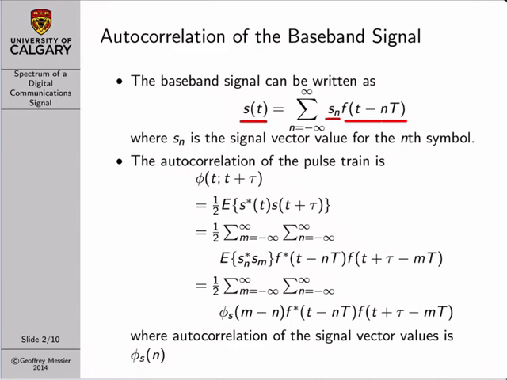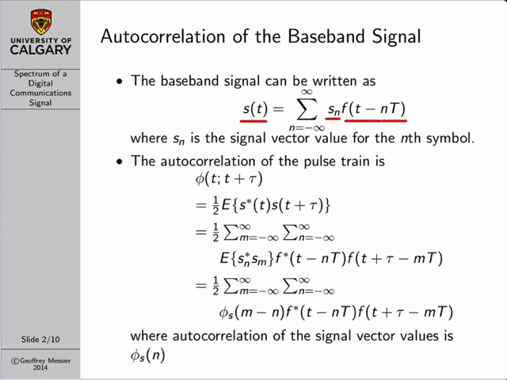Now, what's different here is rather than just looking at one symbol, which is what we typically do when considering signal vectors, I'm considering a train of transmitted communication symbols. And so the easiest way to visualize this is as a binary PAM system, for example, where f is perhaps a square pulse, and s is all of the signal vector values that flip that square pulse between, let's say, +1 or -1.